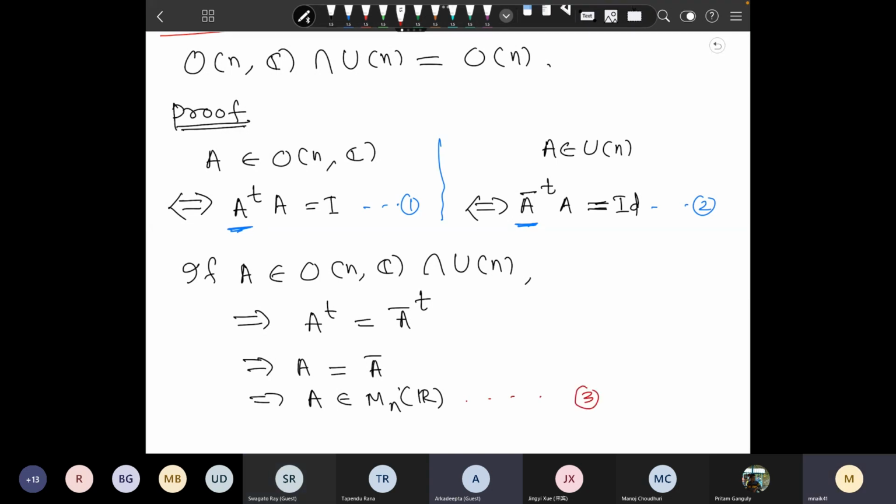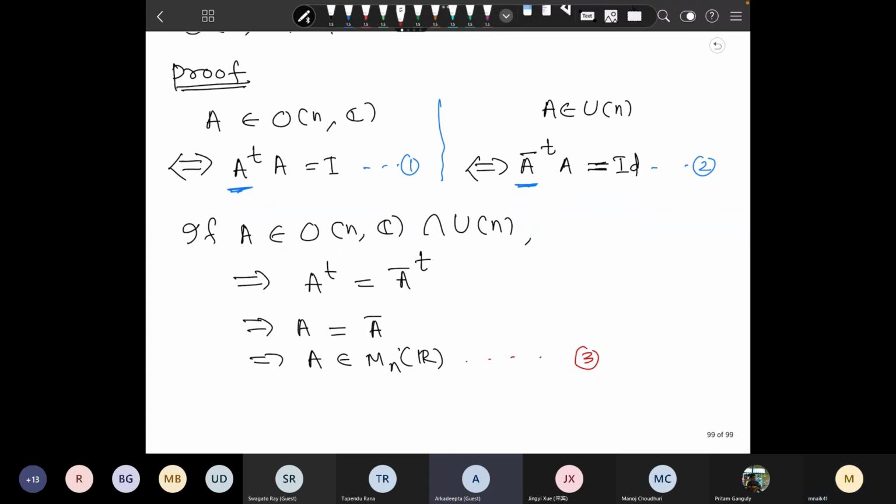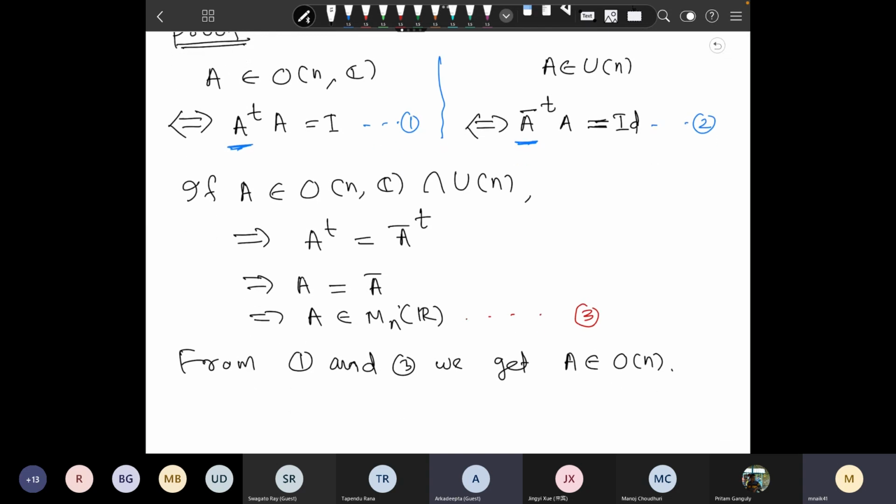Call this 3. A is a real matrix, and from 1 and 3 we get A belongs to ON.